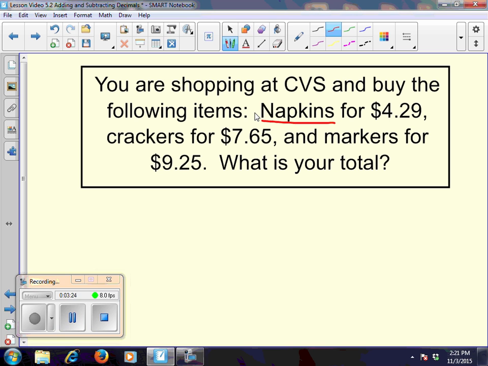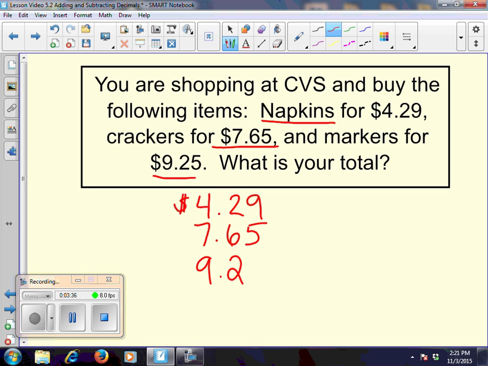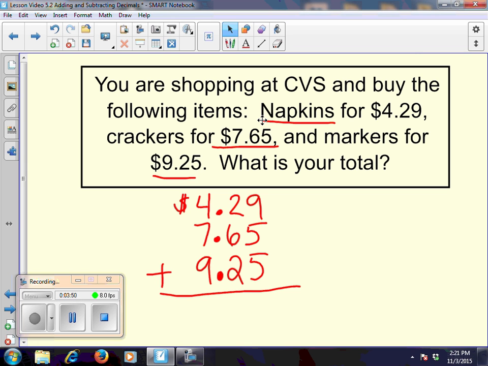So the napkins are $4.29. The crackers are $7.65. And the markers are $9.25. If you notice, I lined up all the decimals when I wrote out my numbers because in order to add them all up, they need to all be in the correct place values. Then I can just go and add.